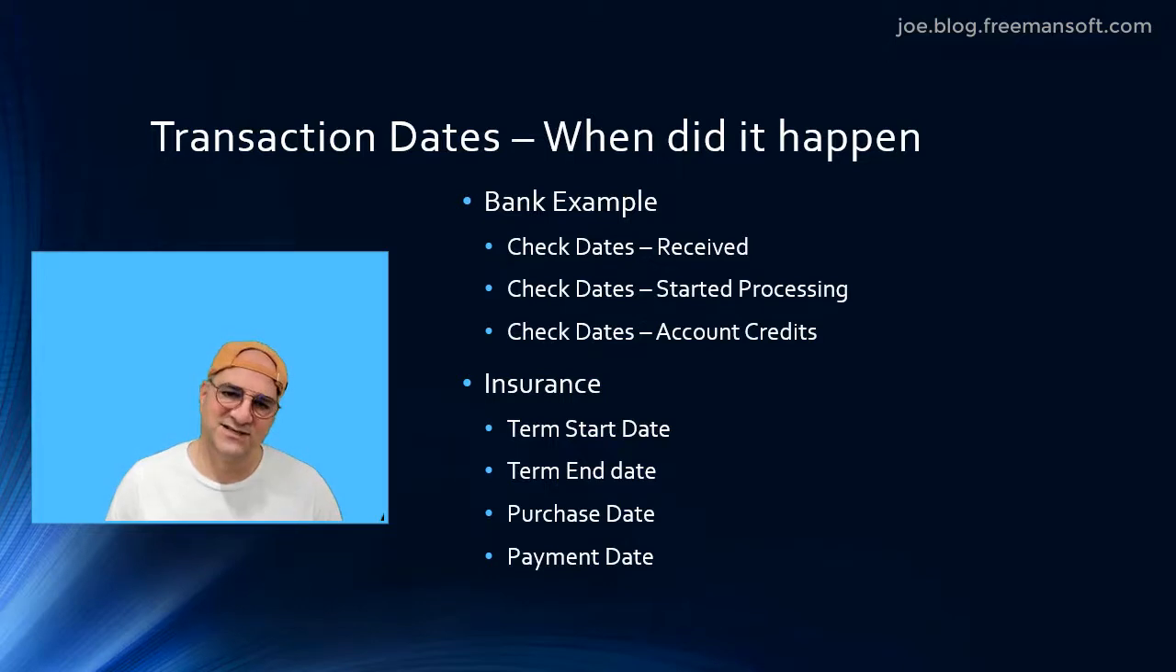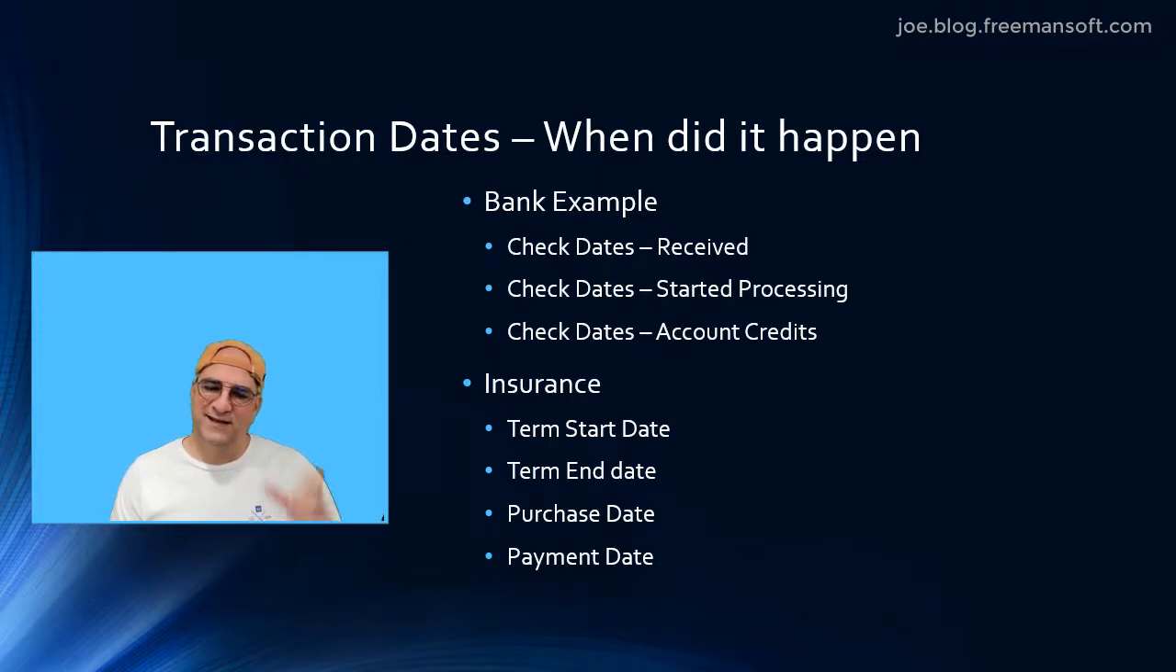Transaction dates, this is the easiest one. I just wanted to point out here that the bank example is a really good one in my mind. You make a deposit. It turns out there's a whole bunch of dates tied to that. I made the mobile deposit. They accepted the mobile deposit. My credit account got credited. That means there's actually 3 dates for that deposit, right? There's probably more than that, but there's at least 3.